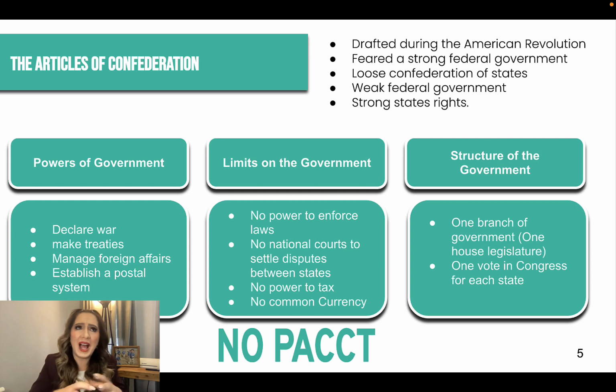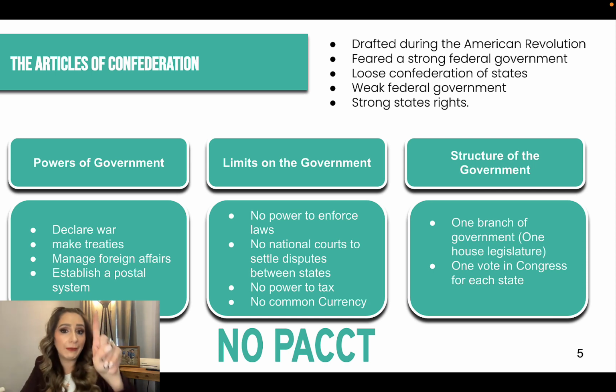Now, how is our government structured? How is the Articles of Confederation structured? Well, it only has one branch of government. We told you it had no executive, and because it has no Supreme Court, it has no judicial. We only have one branch, and that's the legislative branch.